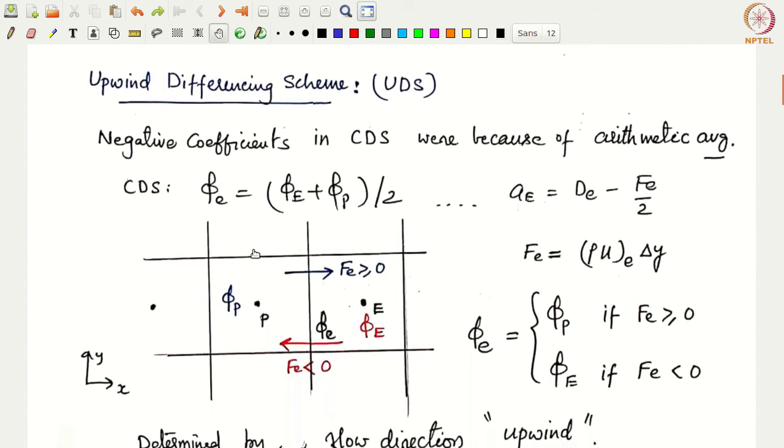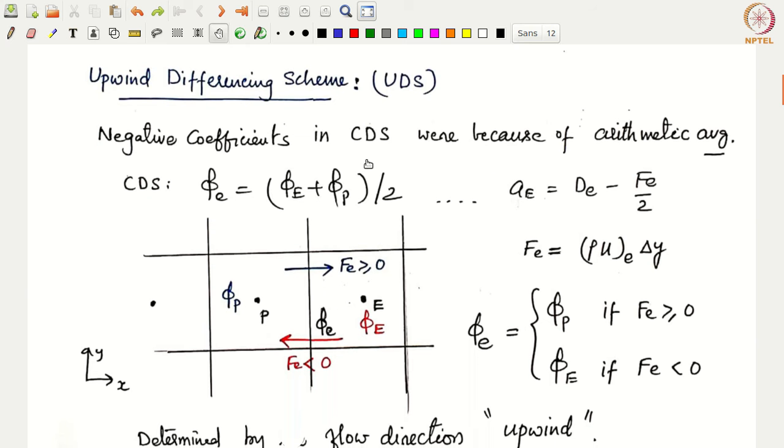So if you look at the central difference scheme that we had worked on yesterday, we note that there are negative coefficients, and these were coming because of the arithmetic average, right? We wrote phi little e equals phi capital E plus phi P by 2, and only because of this we were getting negative coefficients, because the coefficient for phi east would be Fe by 2, and that would go in as a_E equals De minus Fe by 2, right? So this is the reason we were getting the negative coefficients.